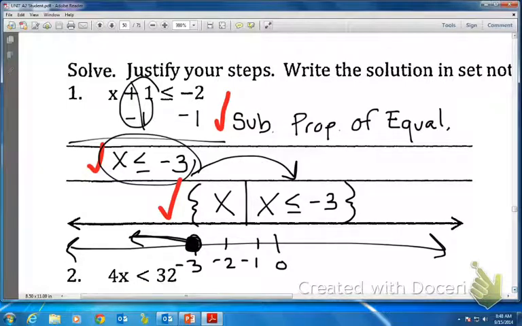All right, and so we did all 4 things it asked us to. We solved it, we justified our steps, we wrote it in set notation, and now we just finished graphing it. So those are the 4 things we're going to have to do for each one of these problems. So let's work on number 2 together now. So go ahead and pause this if you haven't finished it yet, and then we'll work on number 2.